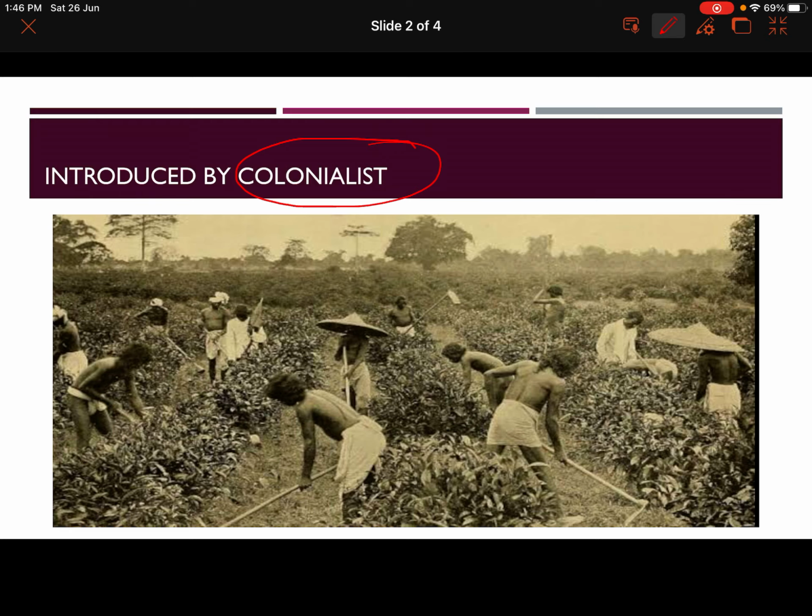So like this, there are different parts which were captured by different colonialists, and they introduced the plantation crops in these areas. And who used to work on these fields? Obviously the native people of that particular place.